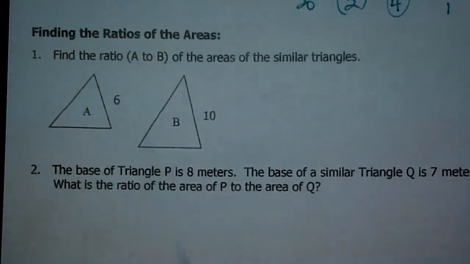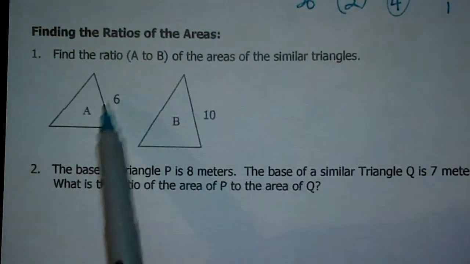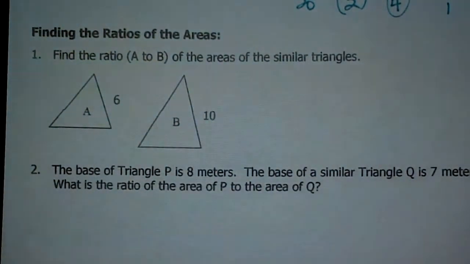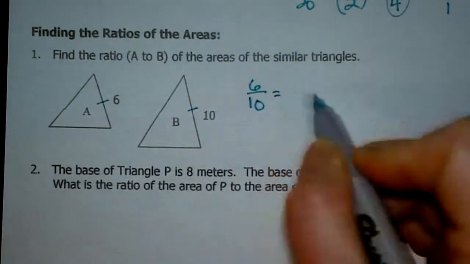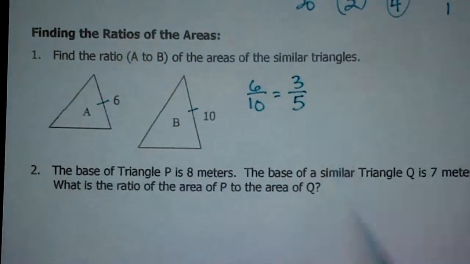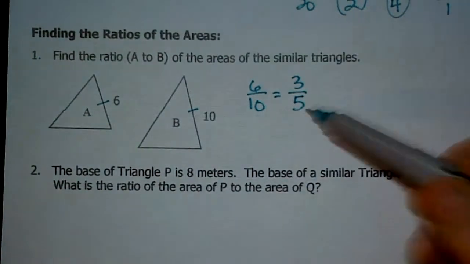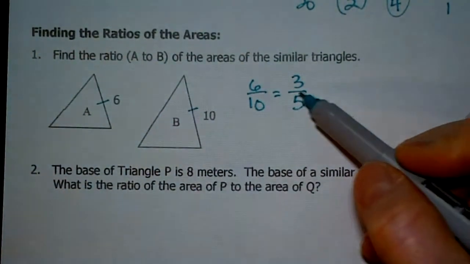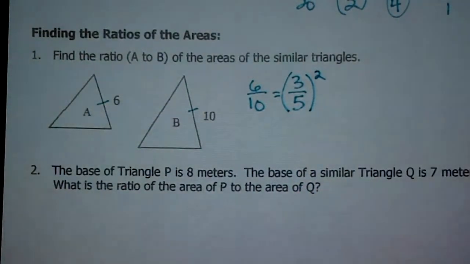Okay, so finding the ratio of the areas. First one, picture. Find the ratio A to B of the areas of the similar triangles. So remember, step 1 is just like finding the ratio of the perimeters. Match up the sides and simplify. So 6/10, GCF is 2. I have 3/5. So this right here, this isn't the ratio of the areas. Before this can be the ratio of the areas, I have to square it. Because area is measured in square units, so that needs to be squared.